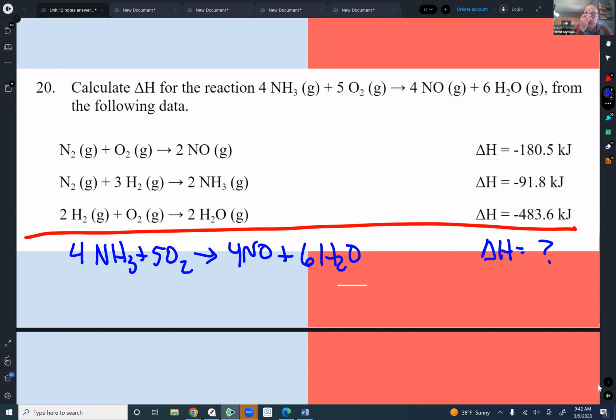Now, the last step is our waters. There are 6 waters, but I only have 2 here. So that means I'm going to multiply this entire reaction by 3. That would give me 6 H2s. That would give me 3 O2s and 6 H2Os. Now everything's correct, but I do need to multiply my heat by 3. Now my oxygens. What you will notice magically, 2 plus 3 equals 5.